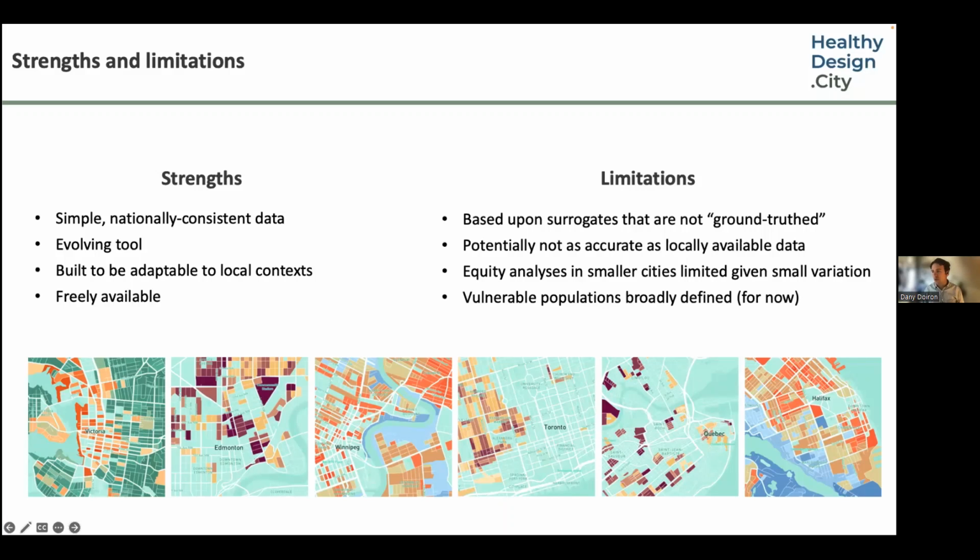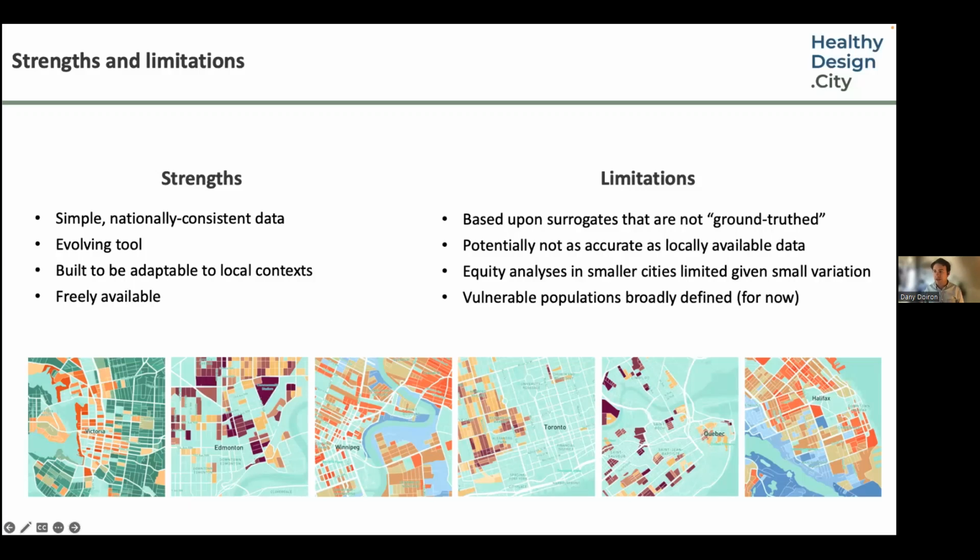We also, another limitation is that the data that were included is potentially not as accurate as locally available data. An example of this is in the community amenities proximity measures that we will include in the next version of the tools. These are derived from OpenStreetMap, which are crowdsourced data. And so these data might not be as accurate as data held within municipalities, such as business registries for retail locations.